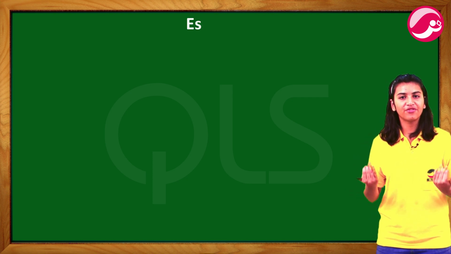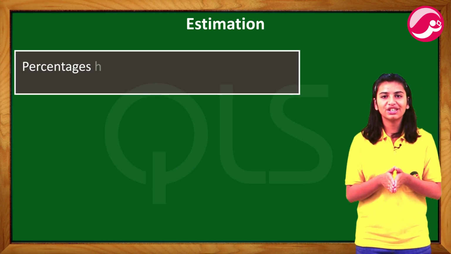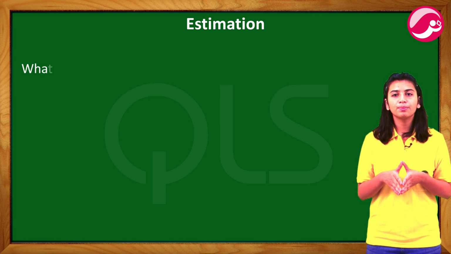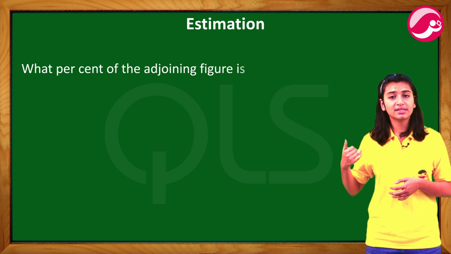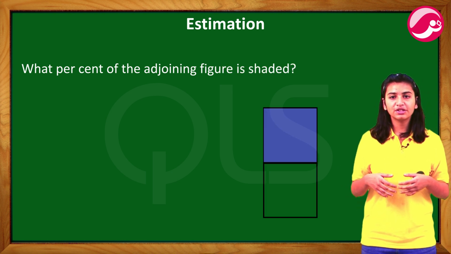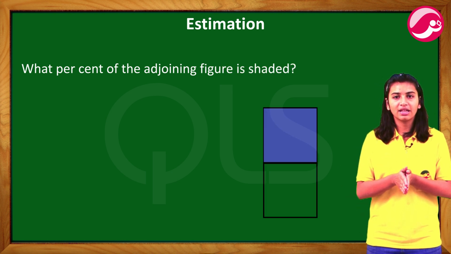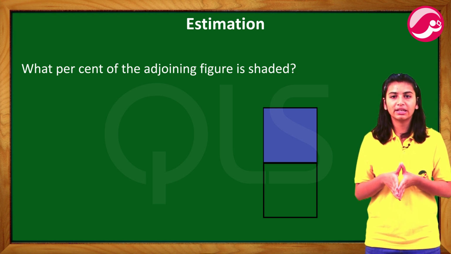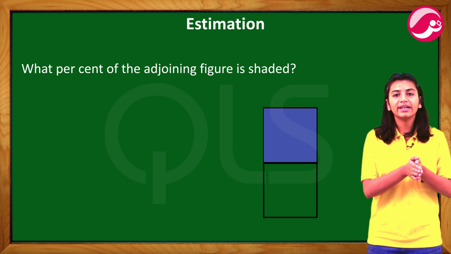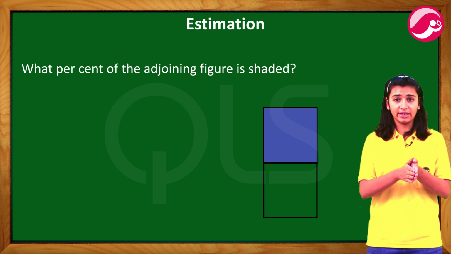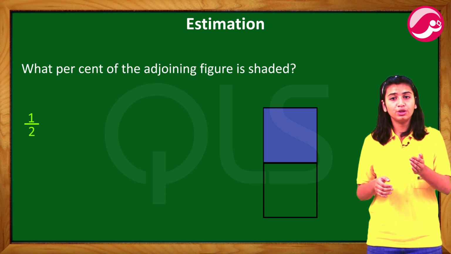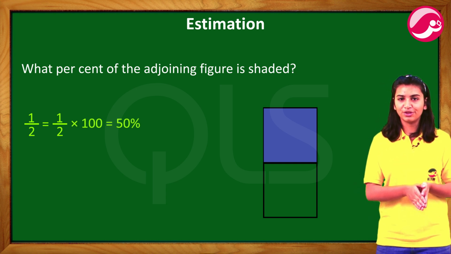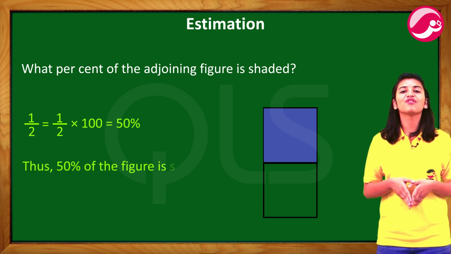Let's move towards fun estimation. Percentages help us to estimate the parts of an area. For example, what percent of the adjoining figure is shaded? Now, we first find the fraction of the figure that is shaded. From the fraction, the percentage of the shaded part can be found. You will find that half of the figure is shaded, and now 1 by 2 is equal to 1 by 2 into 100, which will be 50%. Thus, 50% of the figure is shaded.